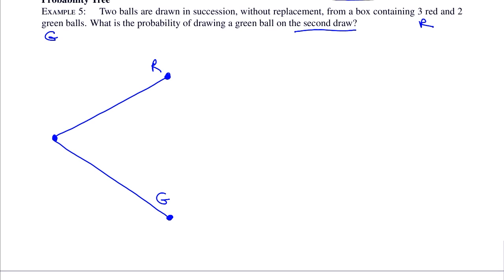What is the probability that you draw a red ball on the first draw? 3/5. There are 3 red balls in the box and 2 green balls, so that's 3 out of 5. So you put the probability on the tree itself. So it's 3/5. What is the probability of drawing a green ball? 2/5. Now this was the first draw.